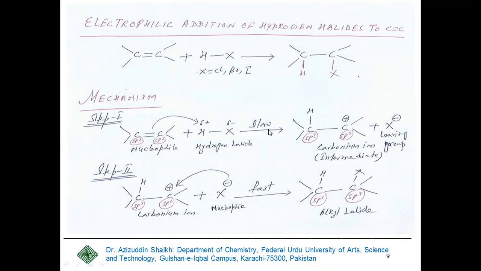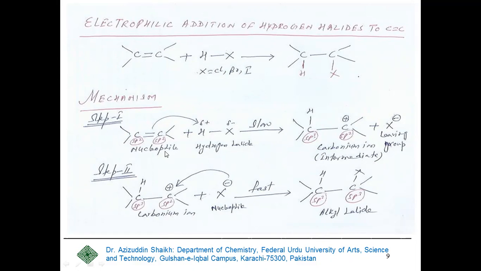The rate of reaction depends upon the concentration of substrate, alkene, and hydrogen halide. The two substances are involved in the slow step. The concentration of alkene and hydrogen acid both are important.